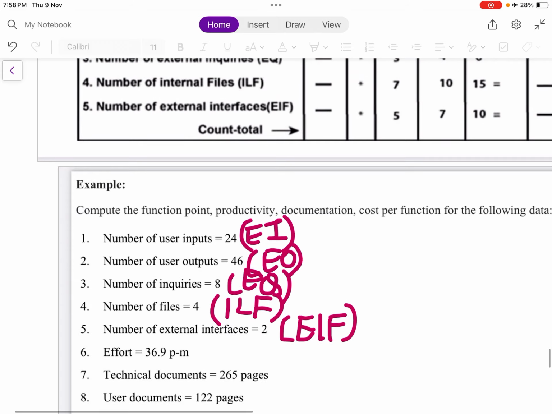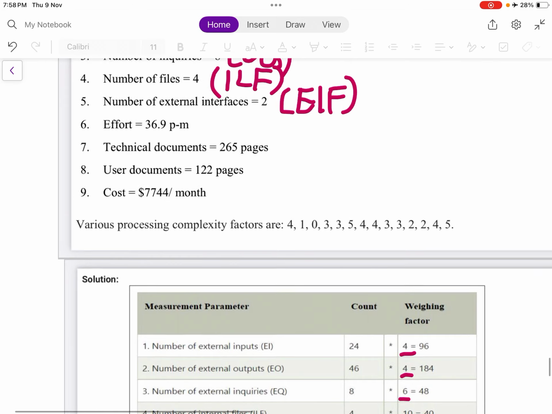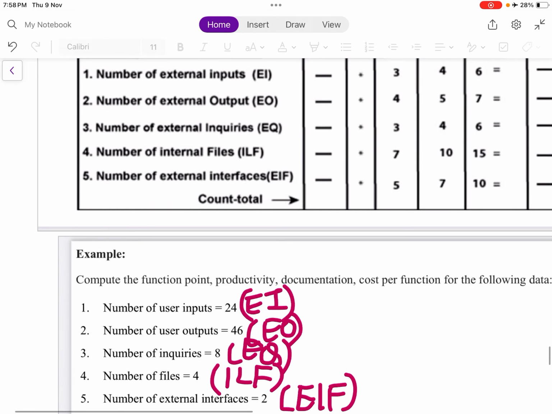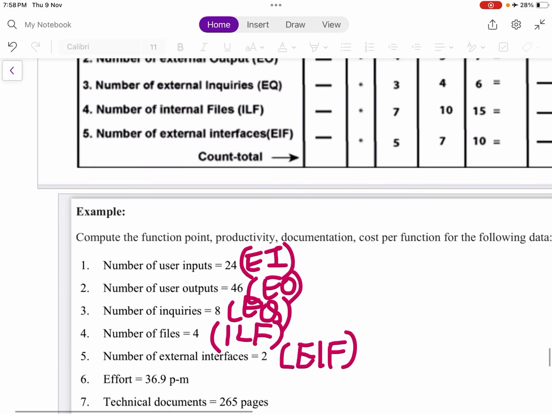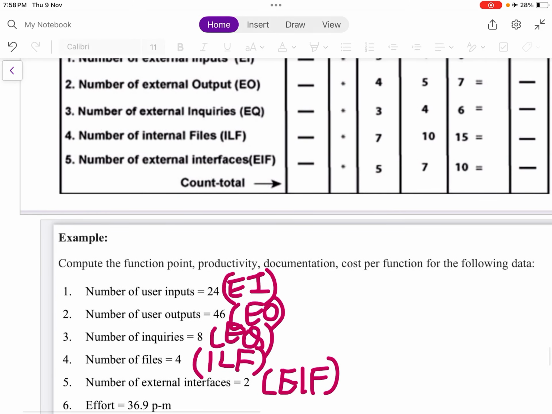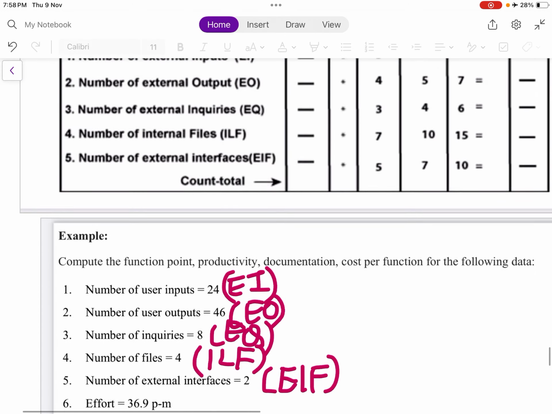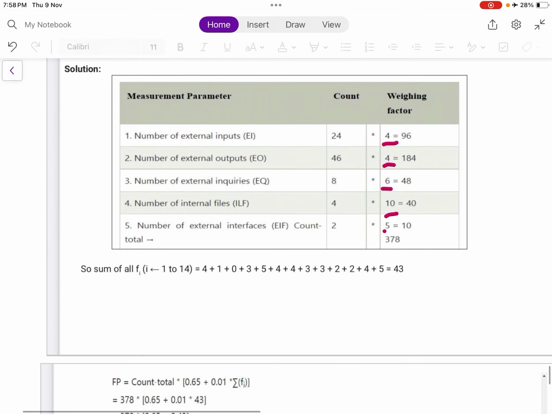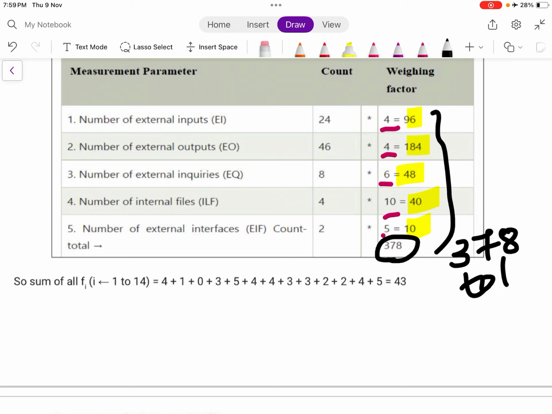The number of external outputs is multiplied by 4 because it is the simple category. The number of external inquiries is multiplied by 6 because it is the complex category. The number of internal files is multiplied by 10 because it is the average category. And the number of external interfaces is multiplied by 5, which is your simple category. So once you multiply, you get 96, 184, 48, 40 and 10. You add all these, you get 378 as your total.